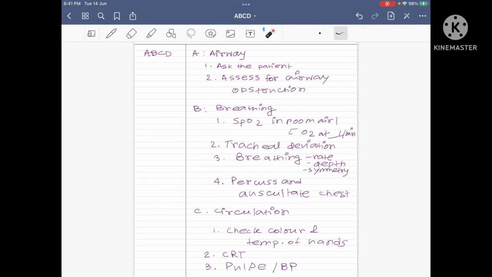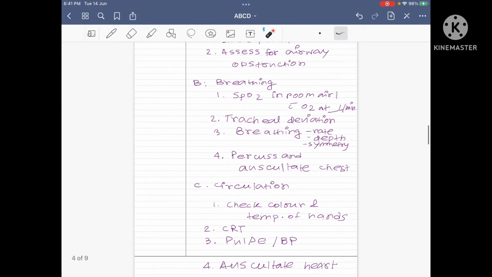In the breathing part, you should look at 4 things. One is SpO2, and always mention whether it is on room air or oxygen, and at what level, what liters per minute. Second, tracheal deviation. Next, breathing rate, depth and symmetry. And 4th, percussion and auscultation of the chest.